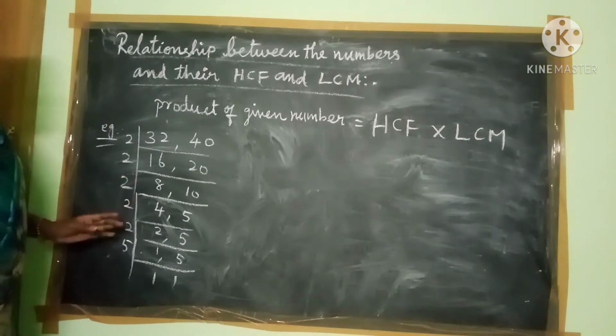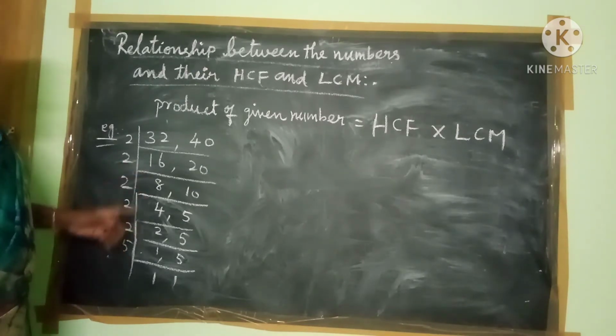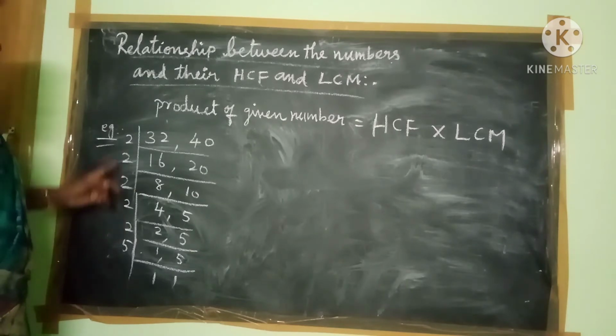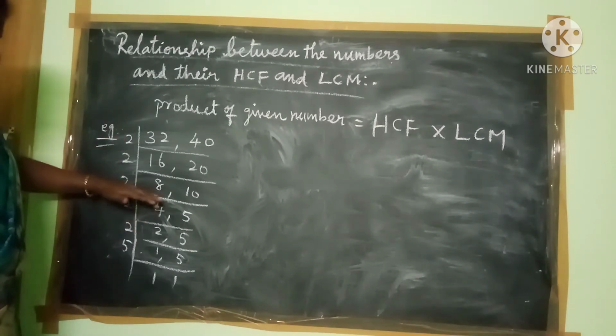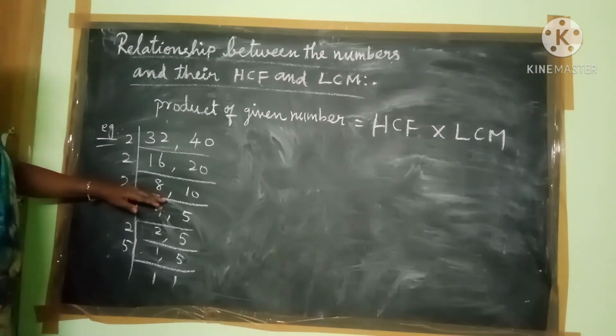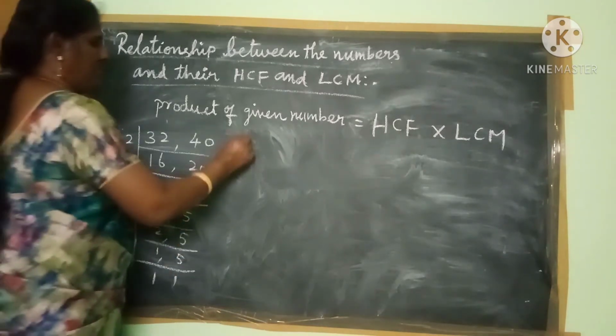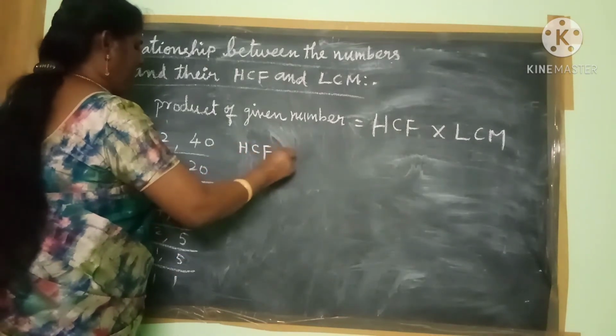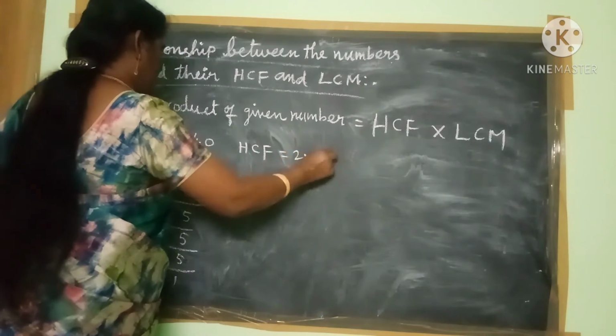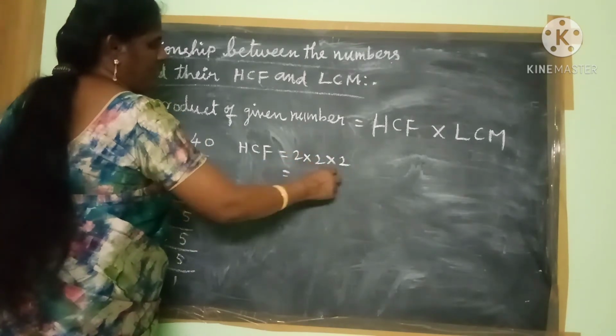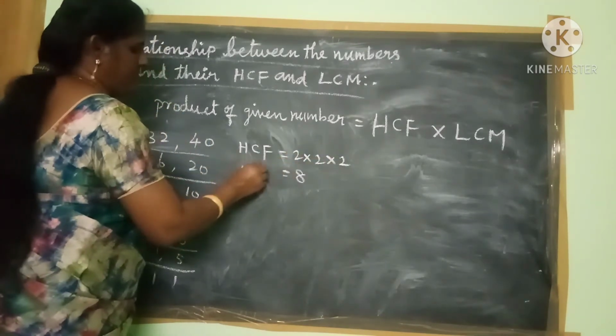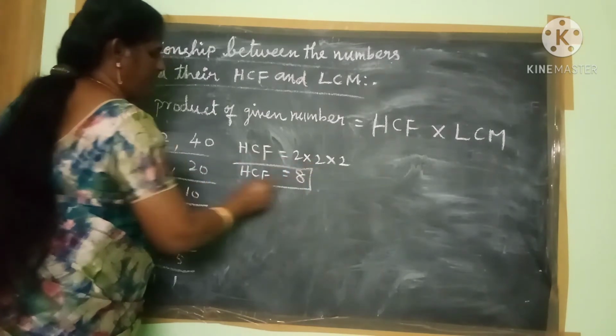So first they ask me the HCF. What is the HCF for these numbers? These first 3 are the only common divisors for all. So therefore HCF is equal to 2 into 2 into 2. 2 2s are 4, 4 2s are 8. This is the HCF of the numbers.